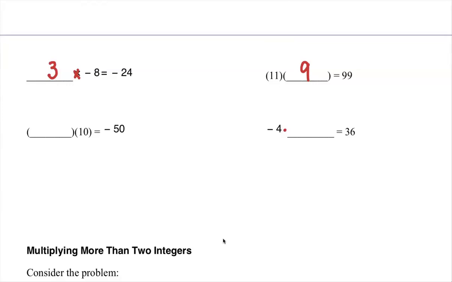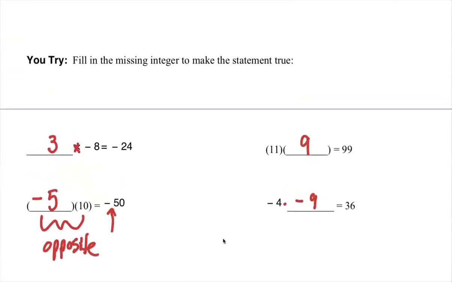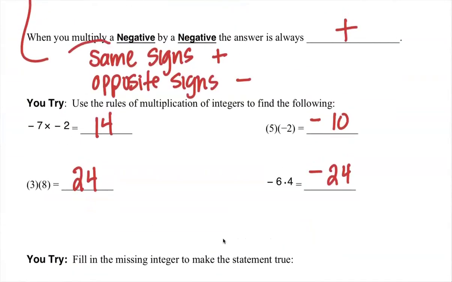What number times 10 is -50? We'd have to have a 5. And is that going to be positive or negative? Negative, because the only way to get a product of negative is to have signs that are the opposite. And the last one, -4 times what is 36? 4 times 9 is 36. Then a negative times a negative would give us positive. These become really important.